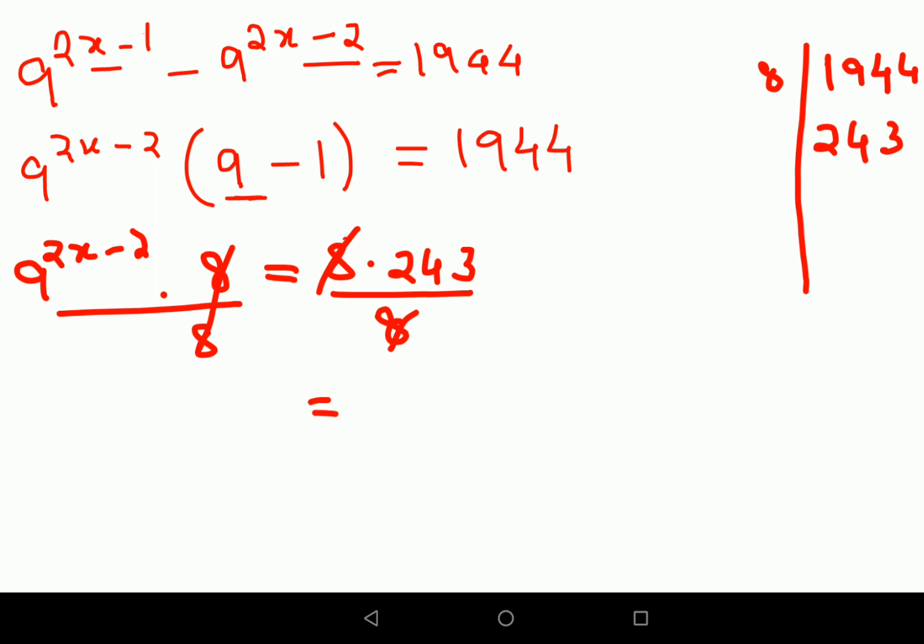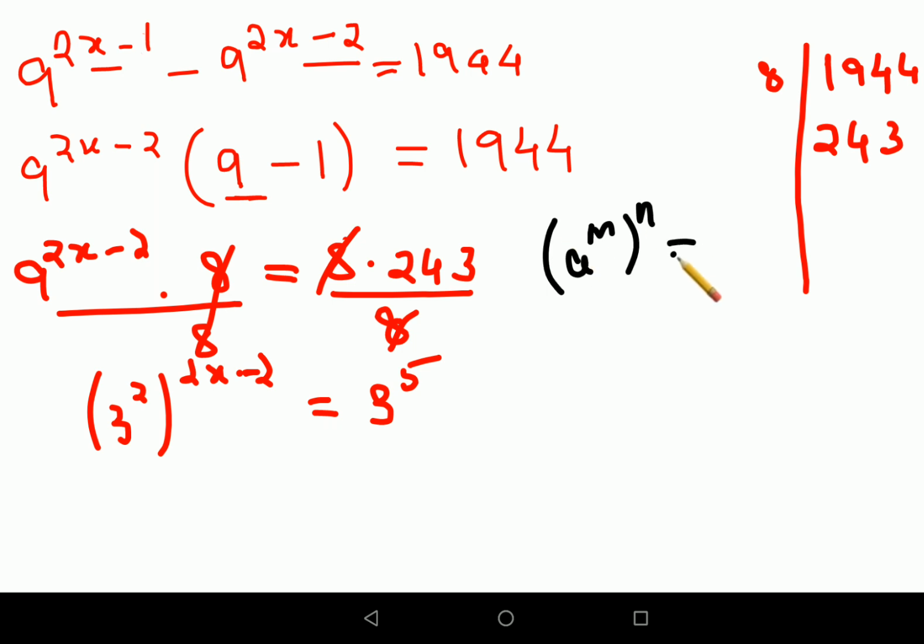Now I am left with what? 243. Now mind you, 243 is nothing but what? 3 raised to 5. And I can write this 9 as nothing but what? 3 squared, the whole raised to 2x minus 2. Okay, now very important thing to remember in indices, when you have a raised to m, the whole raised to n, it can be written as a raised to m into n.